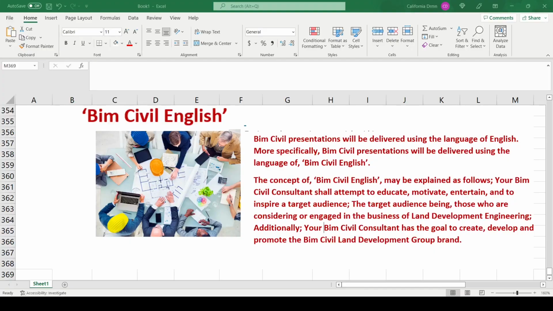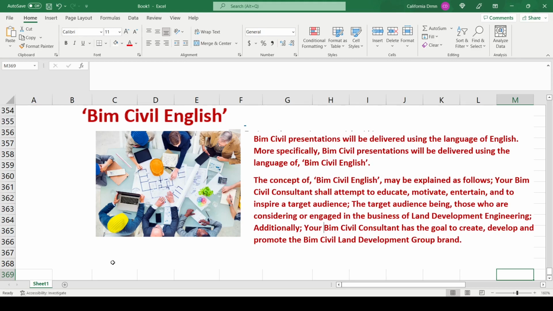For our next topic, we will discuss the use of language in land development and civil engineering. BIM Civil presentations will be delivered using the language of English. More specifically, BIM Civil presentations will be delivered using the language of BIM Civil English. The concept of BIM Civil English may be explained as follows.